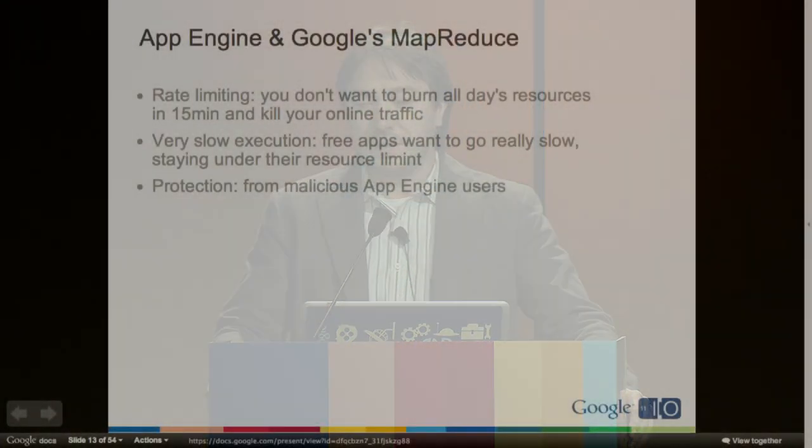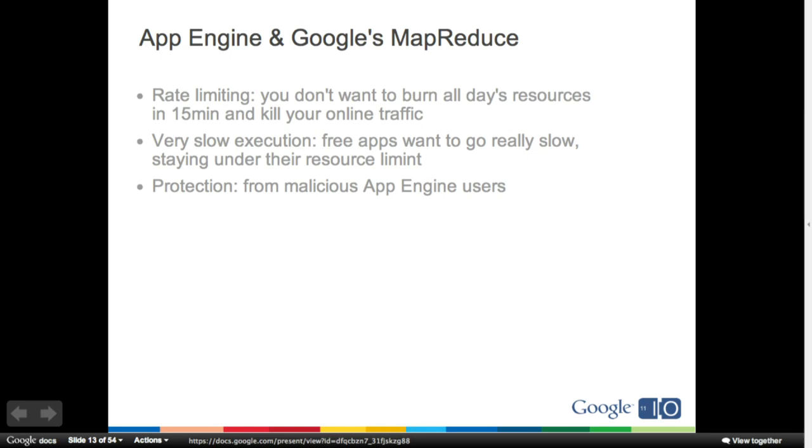It might be surprising, but we also want to rate limit. Originally, MapReduce at Google was designed to go as fast as possible. It wants to process all the data in the shortest amount of time possible. And that means that we can consume thousands of dollars of resources per minute. And not everyone is happy about that, because you might run MapReduce and it will consume all your daily resources in 15 minutes, and it will kill your online traffic.